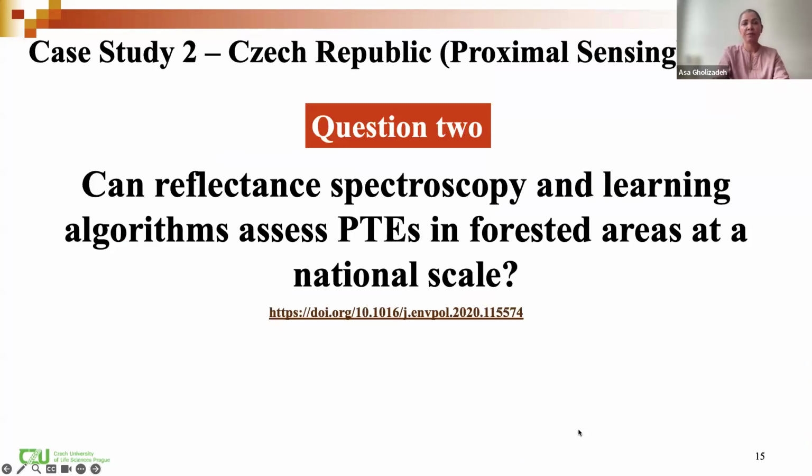In another case study, again in Czech Republic, we used proximal soil sensing to respond to the second question, which was: can reflectance spectroscopy and learning algorithms assess PTEs in forested areas at a national scale? To answer this question, this study explored the potential of the combined use of soil visible near-infrared spectroscopy and some learning algorithms, including some approaches of machine learning and one deep learning approach, in organic horizons of the Czech Republic's forested sites to model selected soil PTEs at the national scale of the country.